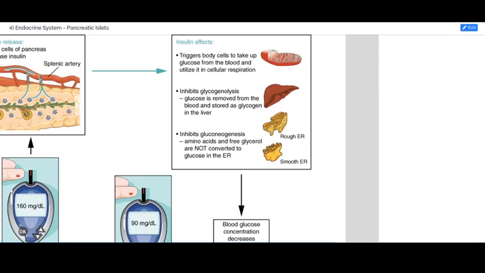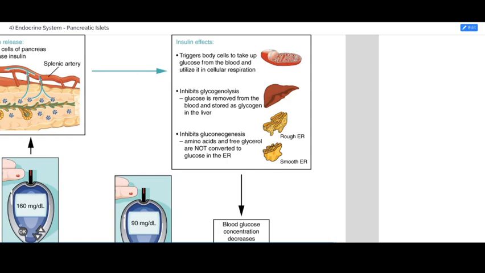The target cells for insulin really are all cells of the body, with a few exceptions. For example, the dead cells in the epidermis, the outer layers of the skin, are not going to have insulin receptors on them because they're not living, they don't need energy, they're not going to take it up. But otherwise, pretty much all the cells in the body have insulin receptors on them because they all need to take up glucose from the blood when it's available.